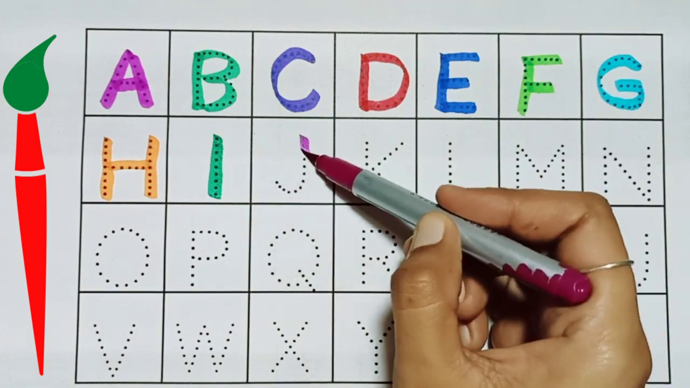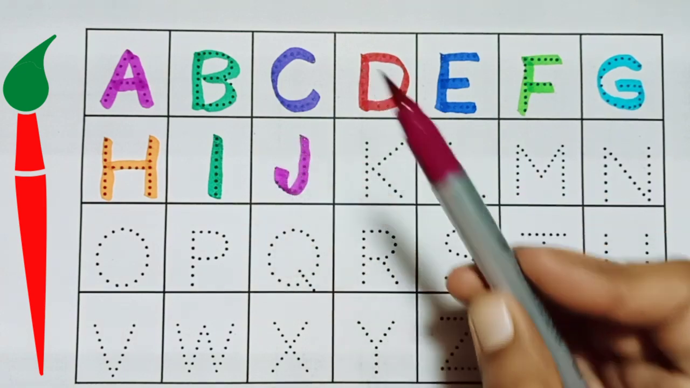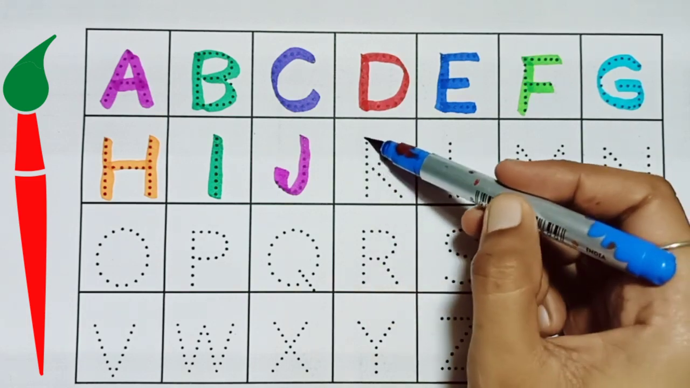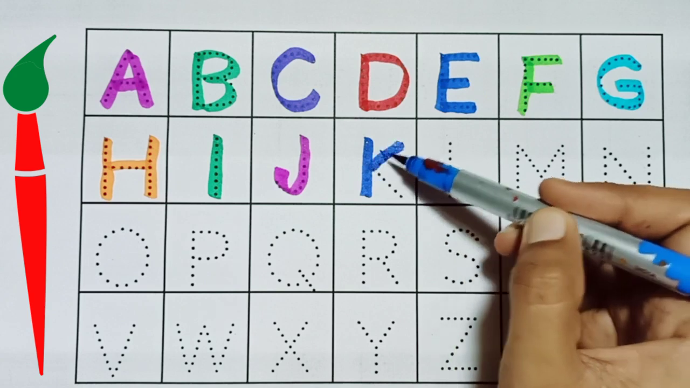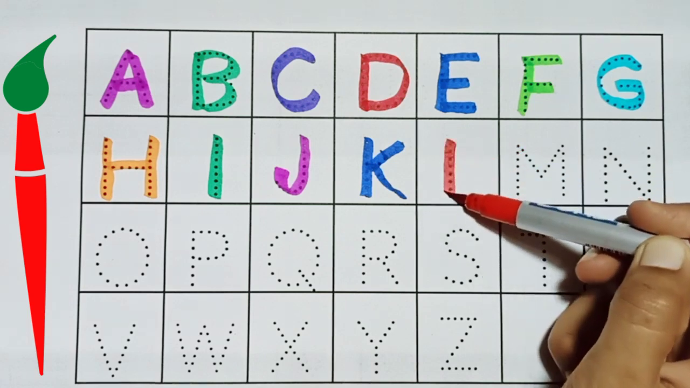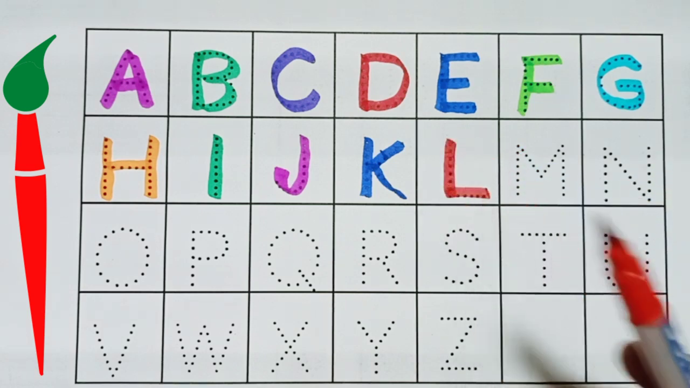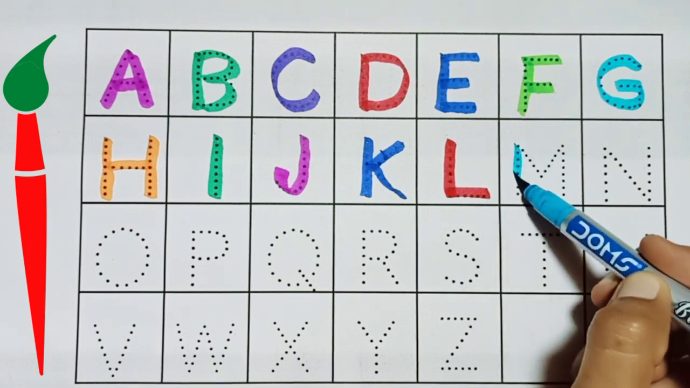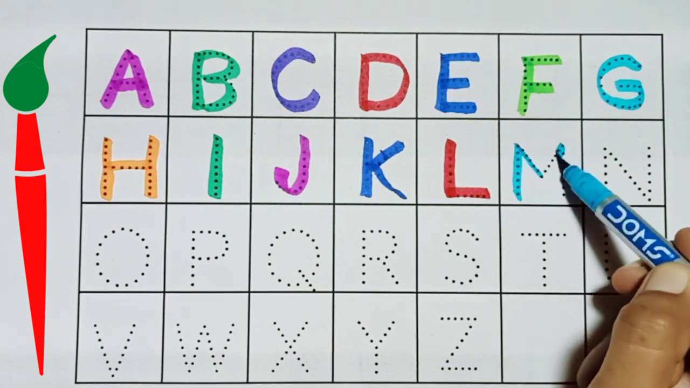J for joker. K for kite. L for lion. M for monkey.